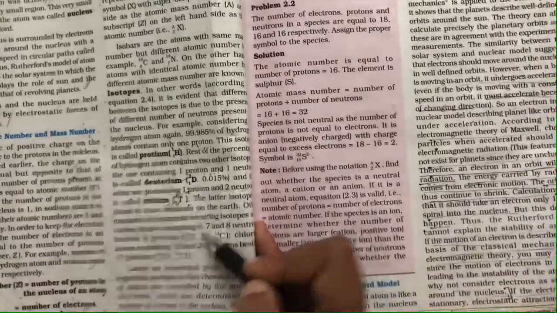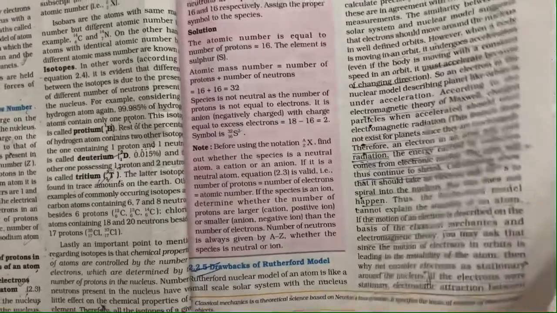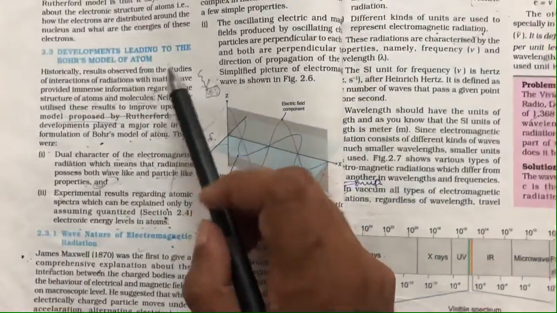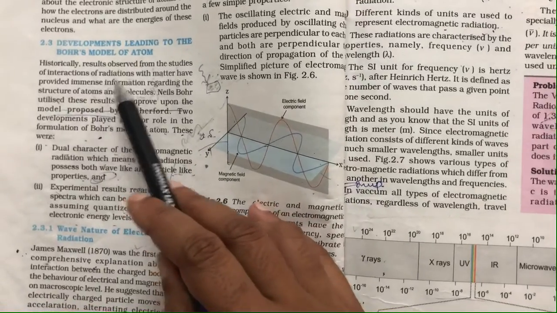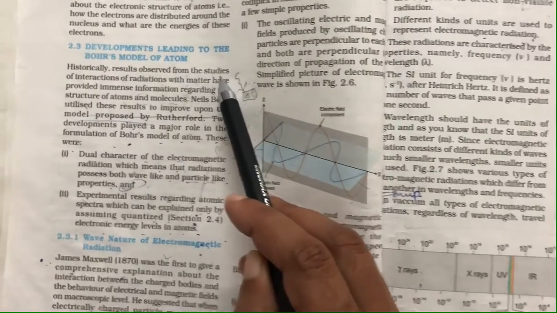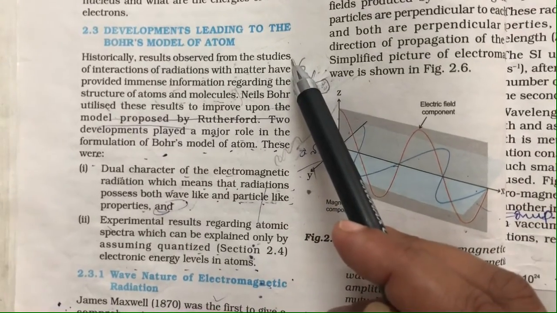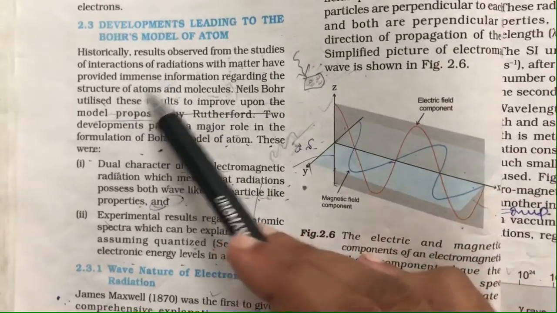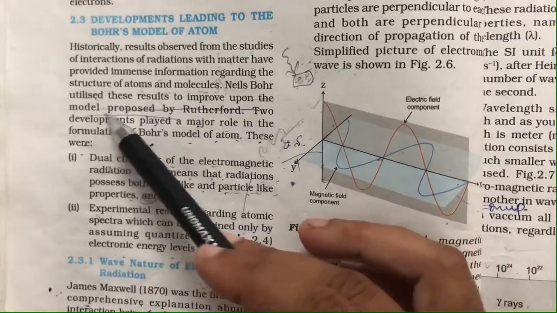Clear? So the drawbacks of the Rutherford model we have already discussed. And the next topic is the developments leading to Bohr's model of the atom. Historically, results observed from studies of the interaction of radiation with matter have provided immense information regarding the structure of atoms and molecules.